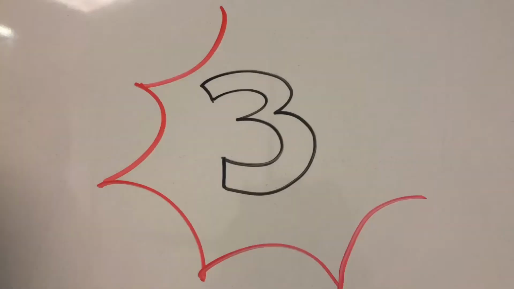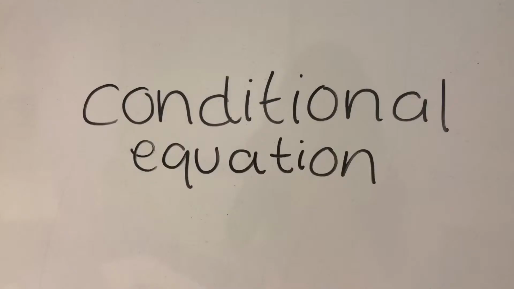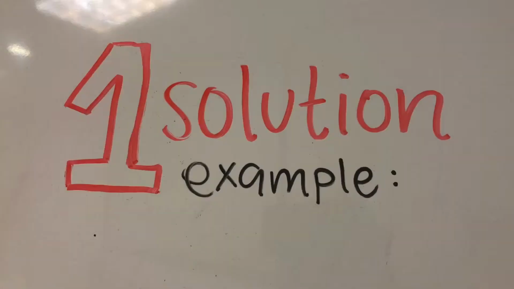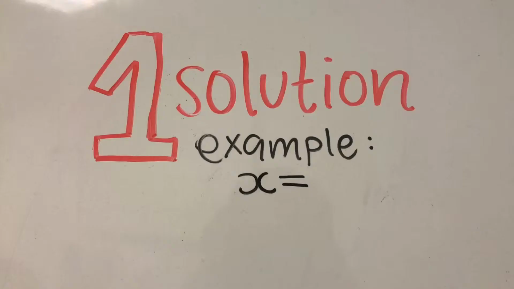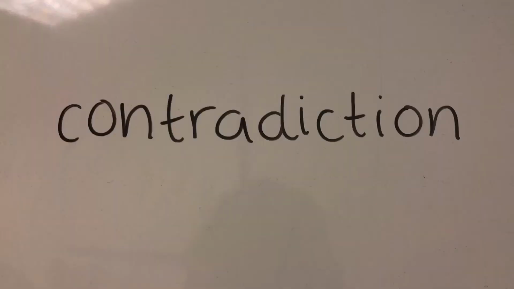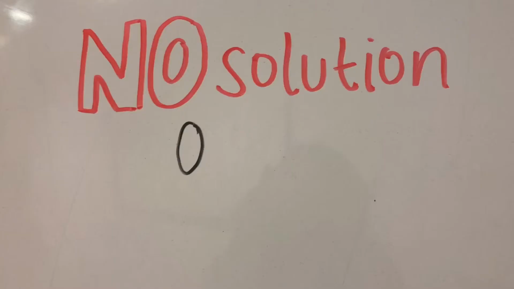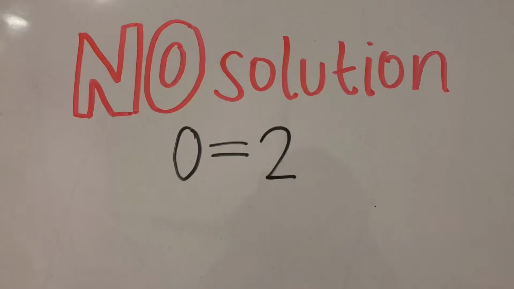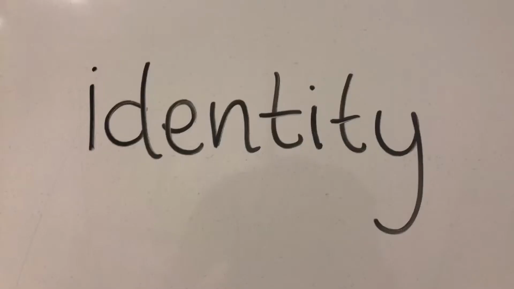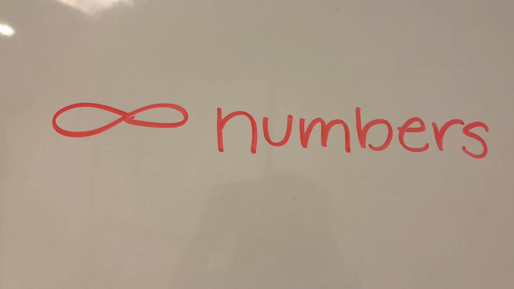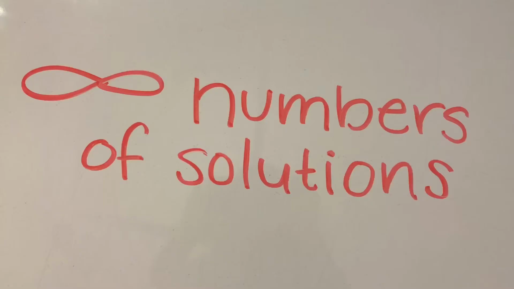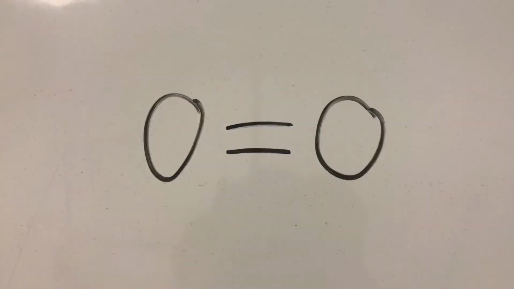There are three types. The first one is conditional equation that has one solution. For example, x equals 7. The next one is contradiction, when there is no solution. For example, 0 equals 2, which is incorrect. The last one is identity, when there is an infinite number of solutions. For example, 0 equals 0.